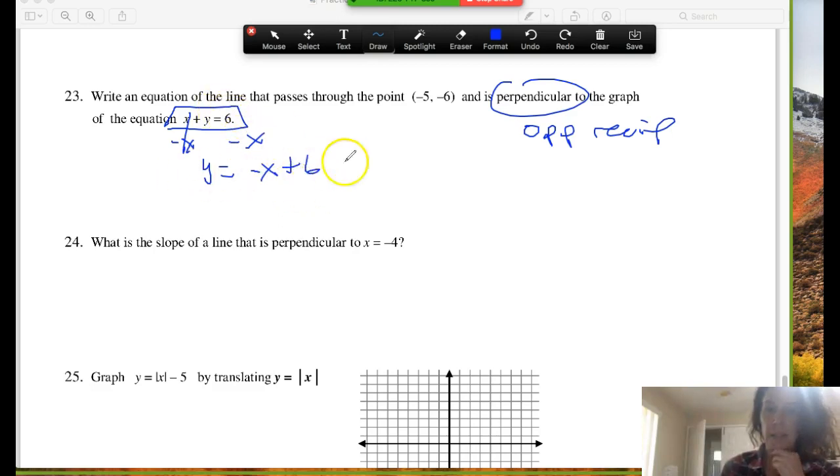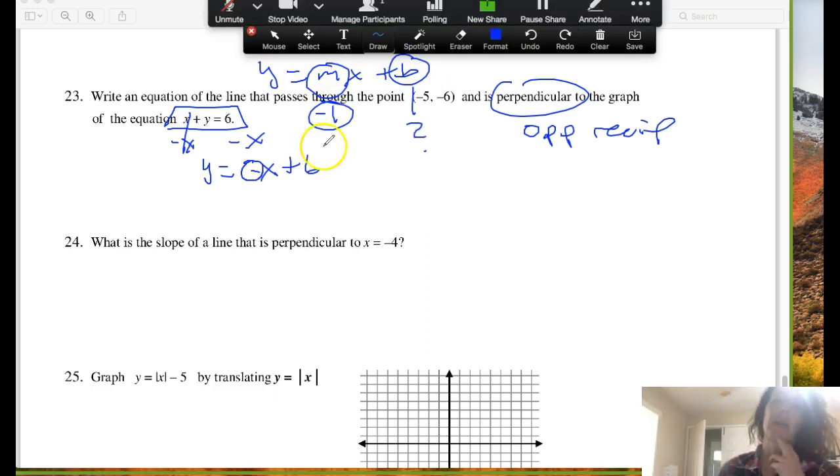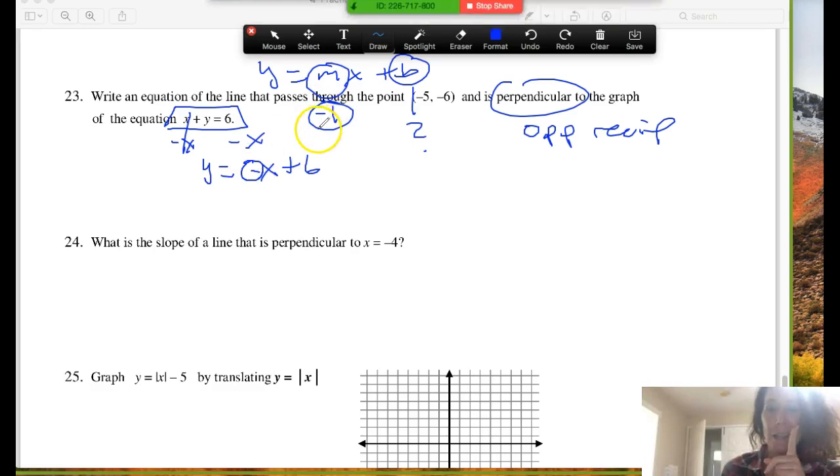Remember, slope-intercept form, y equals mx plus b. The slope is the number next to the x. It's a negative, which I write as a -1. So I figured out my slope already. It's -1. That's the first step. Now I have to figure out my y-intercept. Sorry, my slope is -1, but that would be if these lines were parallel. They're perpendicular. I need the opposite reciprocal slope.